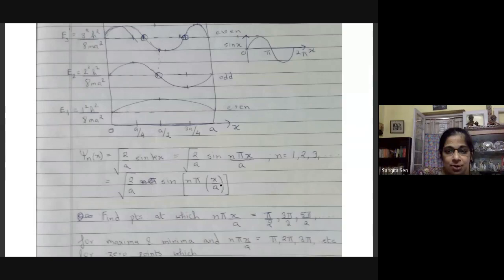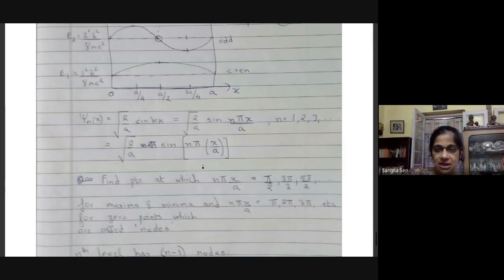Then if x is 0, of course you have 0, and when x is A, you have 0 as well. Are there any other points where it can be 0? No. So here you just have a function which goes like this.